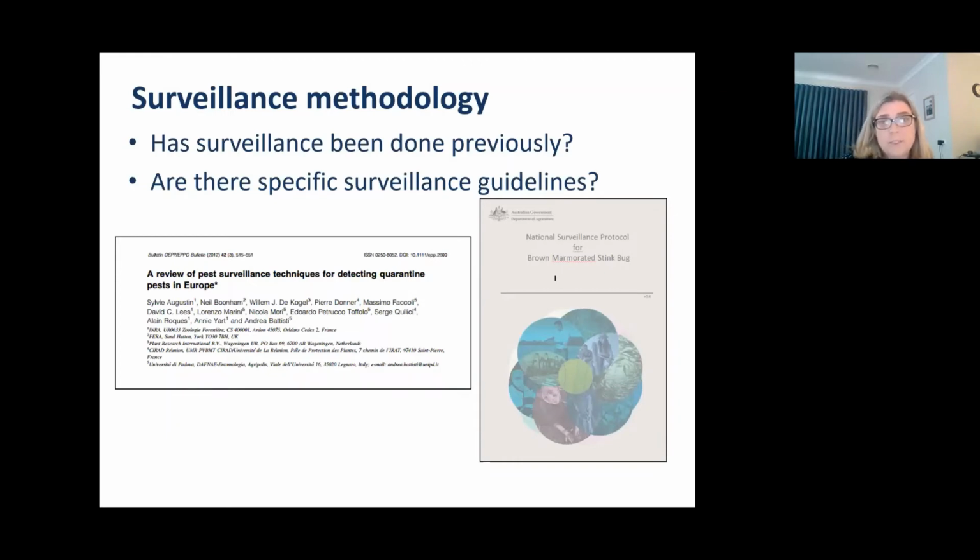All this ultimately feeds into and determines our surveillance methodology. And if you're really lucky, you'll find surveillance protocols or work that others have done previously that will help guide you as far as what you need to do for surveillance. They might tell you everything you need to know and you can just follow it as it is, or it might just give you a bit of an idea and then you can tweak it to meet your particular surveillance requirements.